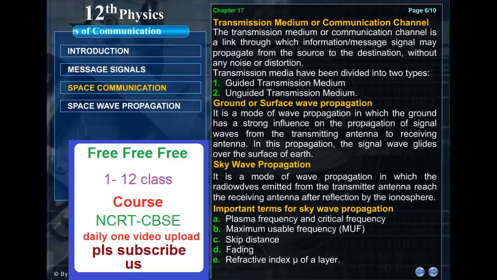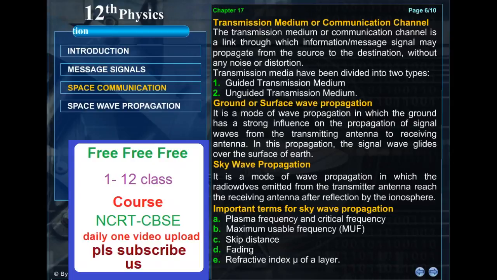Ground or surface wave propagation. It is a mode of wave propagation in which the ground has a strong influence on the propagation of signal waves from the transmitting antenna to the receiving antenna. In this propagation, the signal wave glides over the surface of Earth.